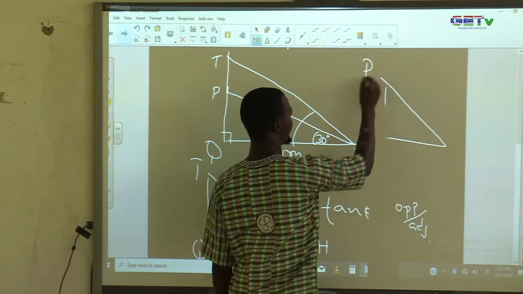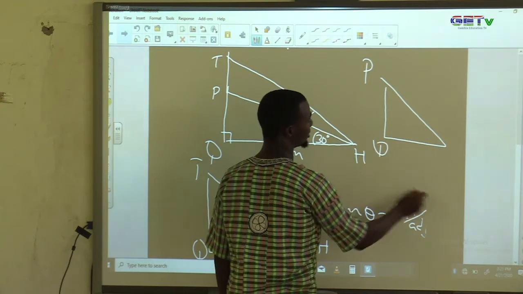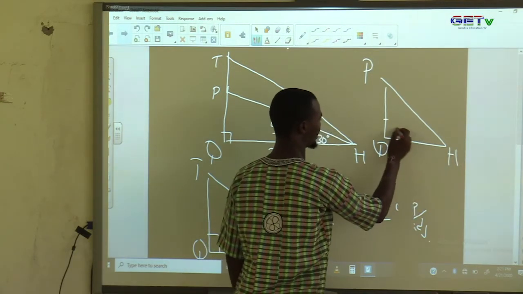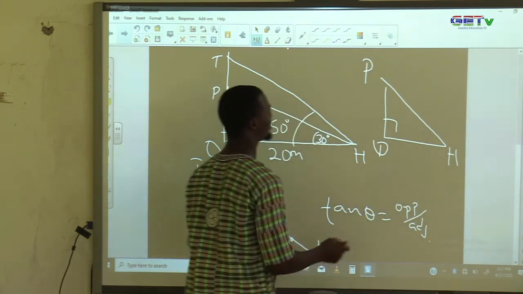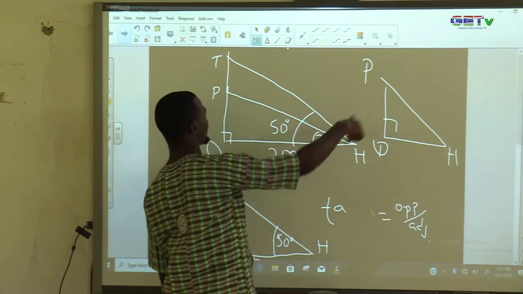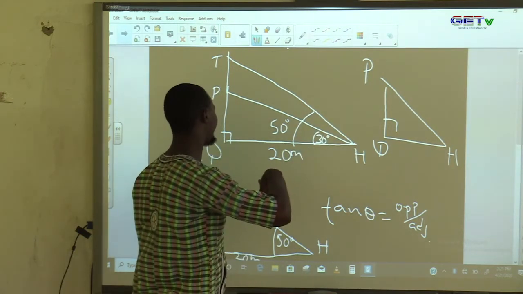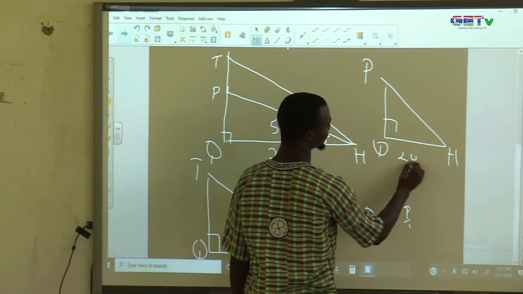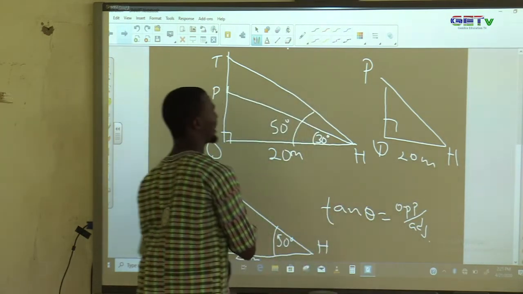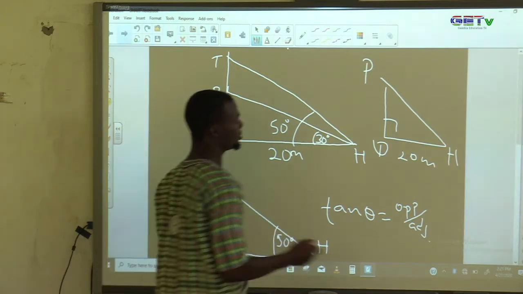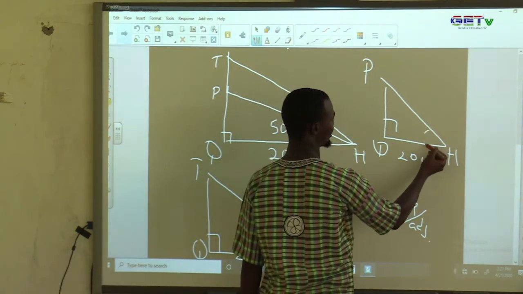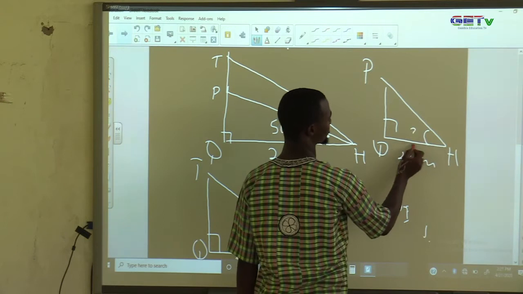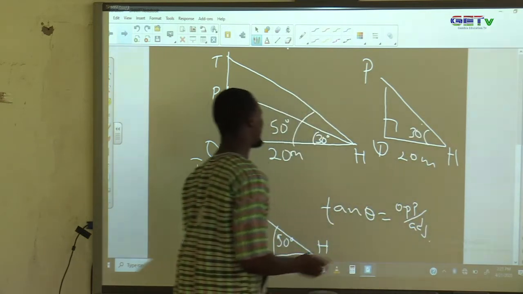We have P here. We have Q, and we have H, which is another right angle triangle. This distance we don't know. We will find that distance PQ. We know this distance to be 20 meters, and the other one, the angle, we know it to be 30 degrees. The angle is 30 degrees.